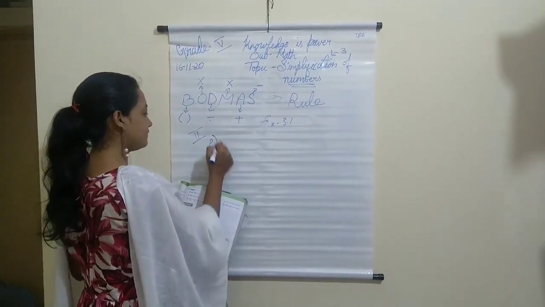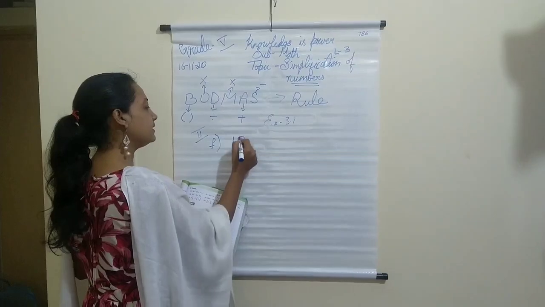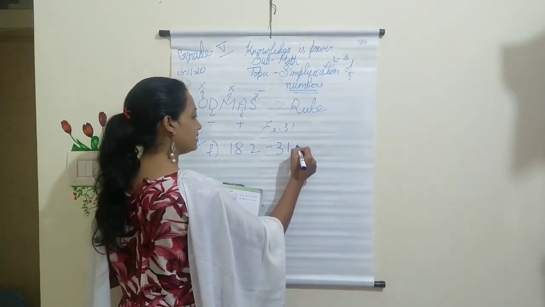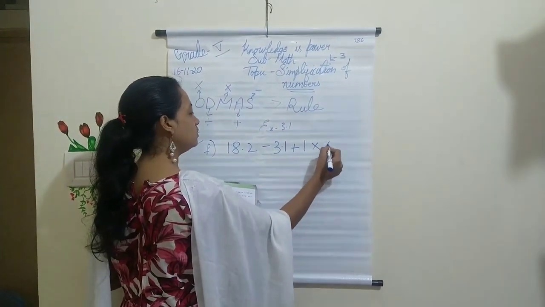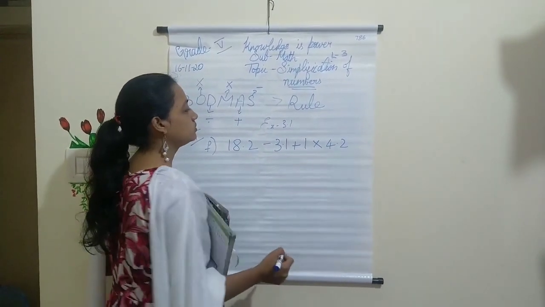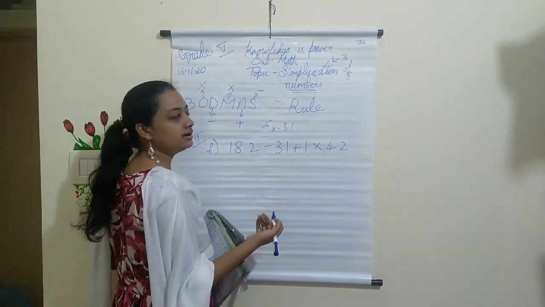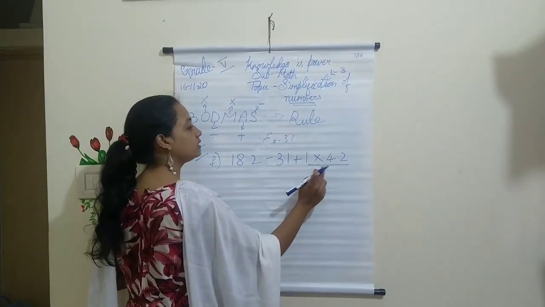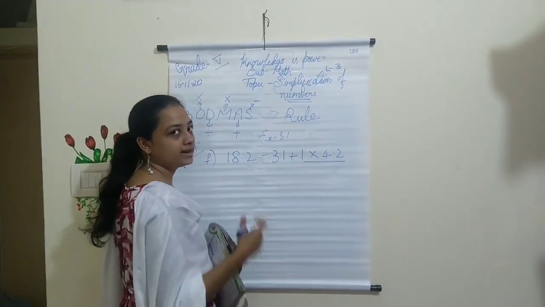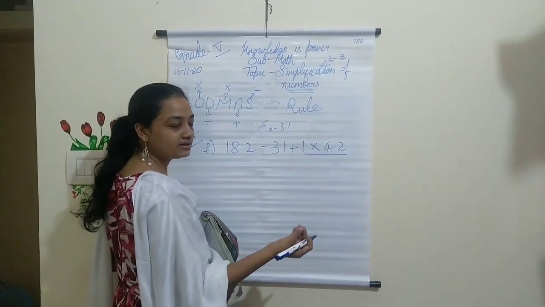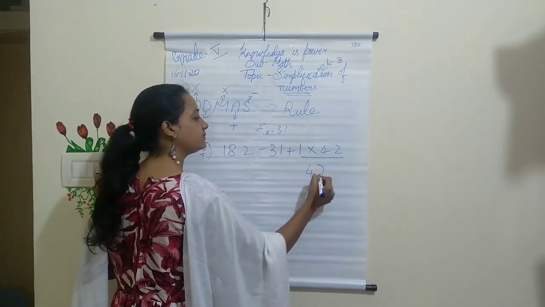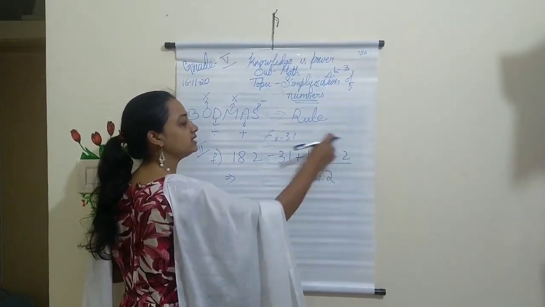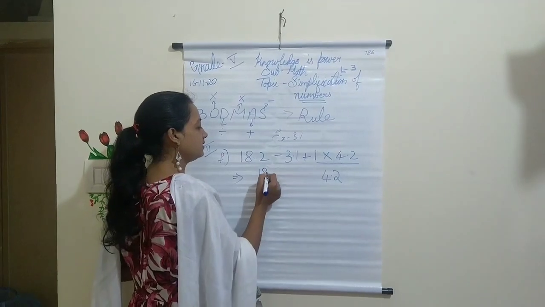So I take F, which is a decimal number, 18.2 minus 3.1 plus 1 into 4.2. So in all the symbols, I should start from multiplication. Now what is 1 into 4.2? Anything multiplied by 1 gives you the same number. So I got answer 4.2 for this. Now write the other numbers as it is.